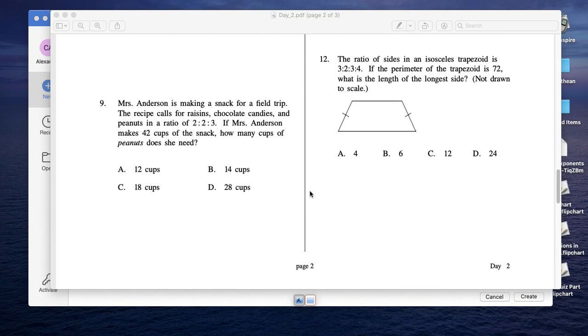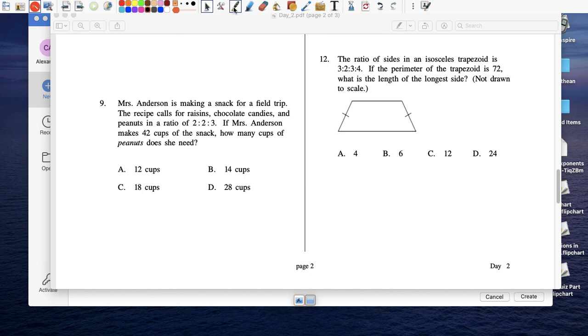The ratio of the sides in the isosceles trapezoid is 3 to 2 to 3 to 4. Actually, I don't need that. I need to just set up my ratio so we can go 3 to 2 to 3 to 4, and then I can make a total here. So right now, I have 3, 5, 5 plus 6, 11.